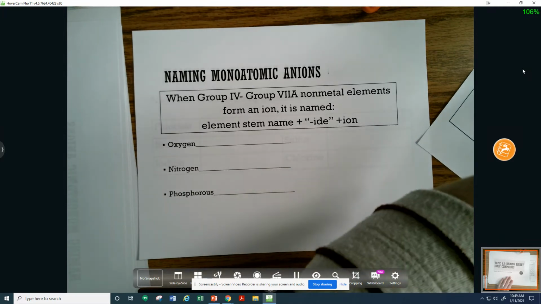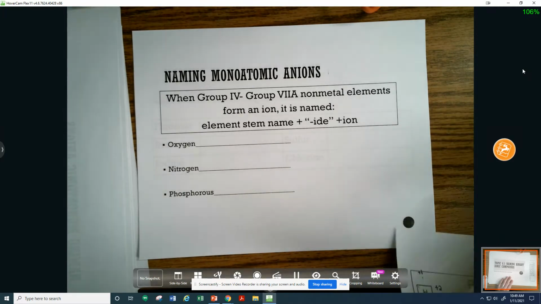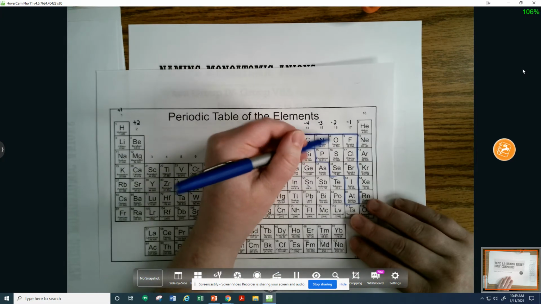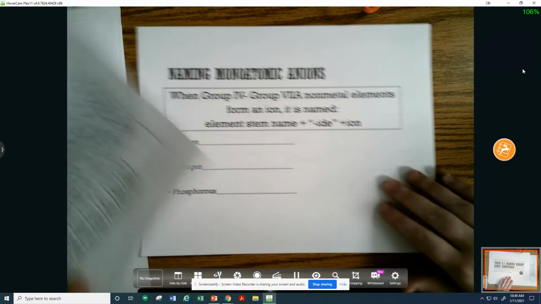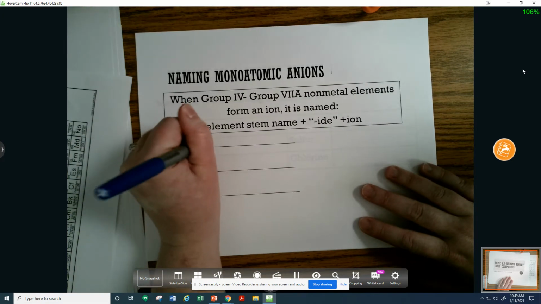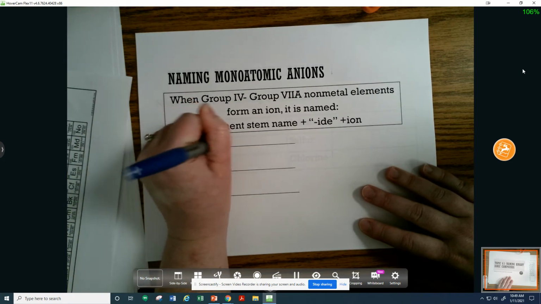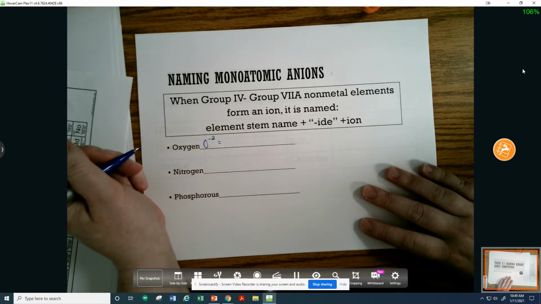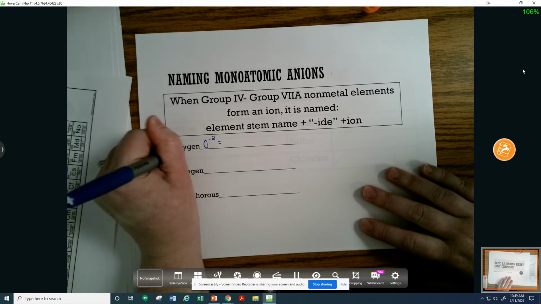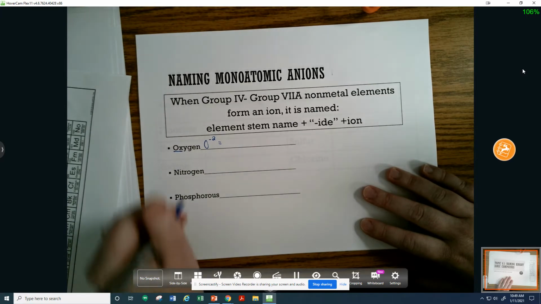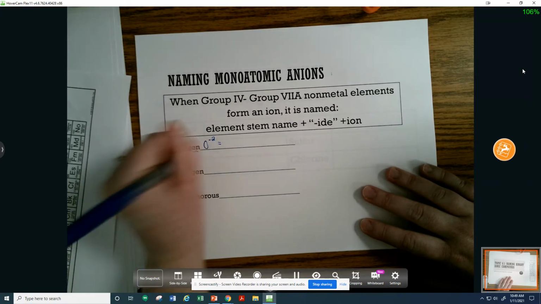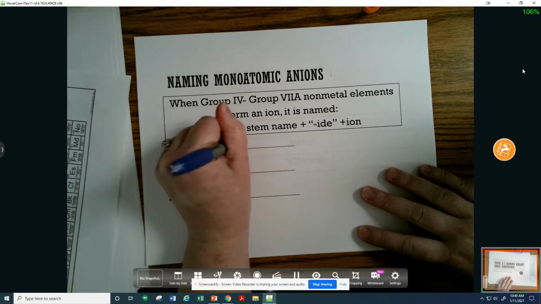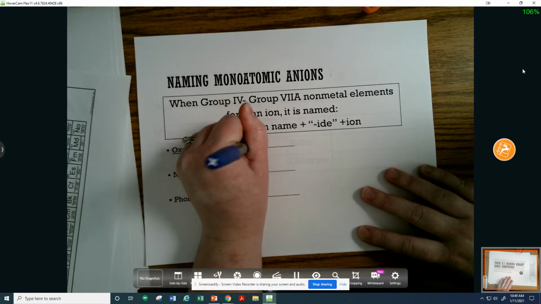When you look at your periodic table and find oxygen, when oxygen makes an ion, it's in family 16. So it likes to form a -2 charge. We can write O with a -2. The stem here, and this is going to get easier with time, is ox. The rest of the name goes away, and this forms the oxide ion.